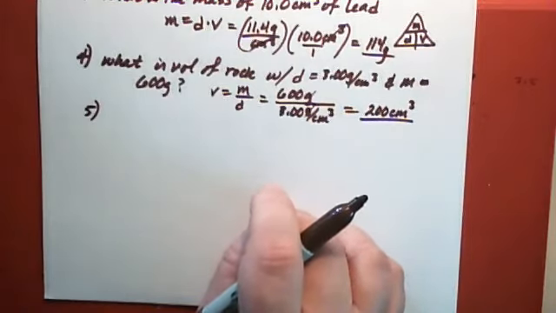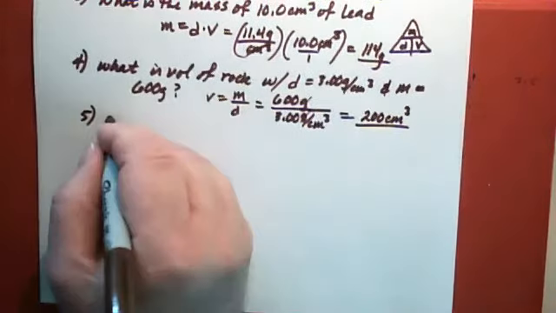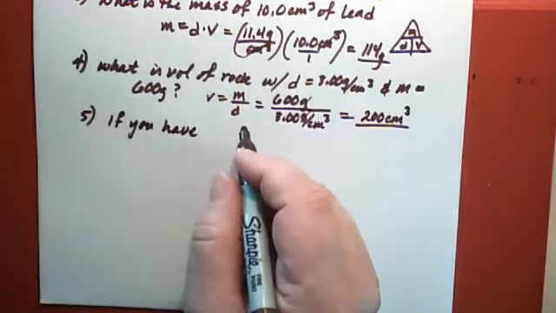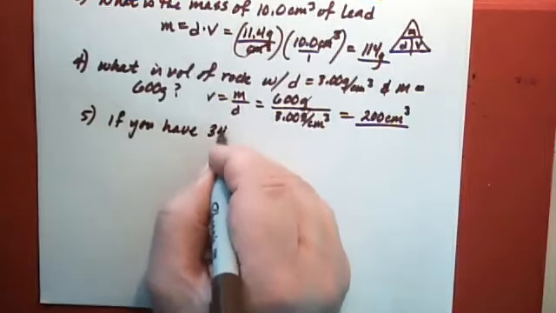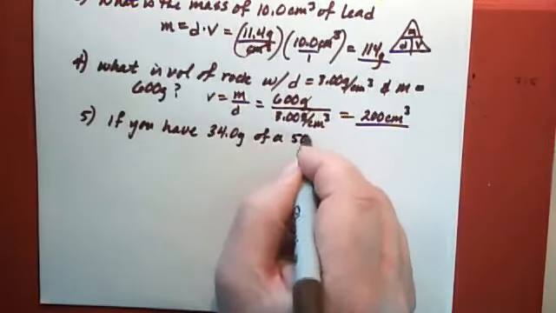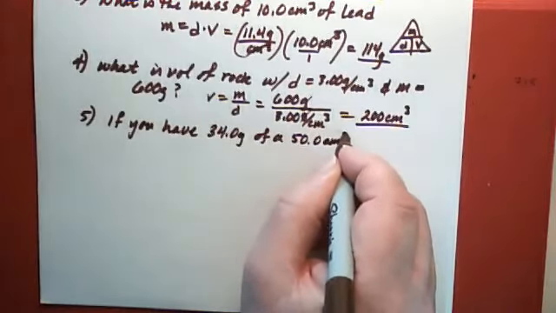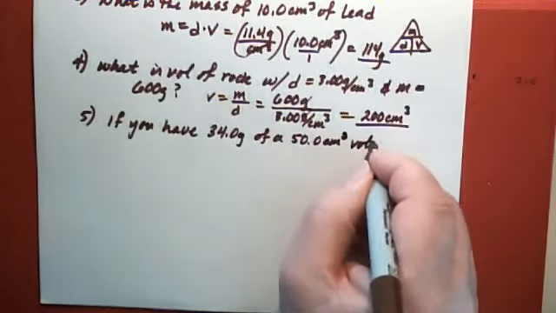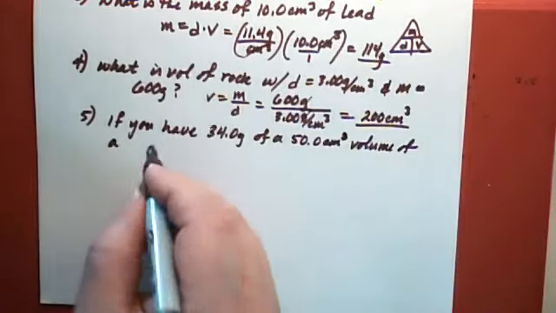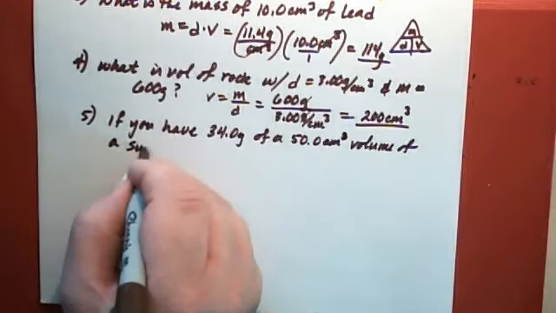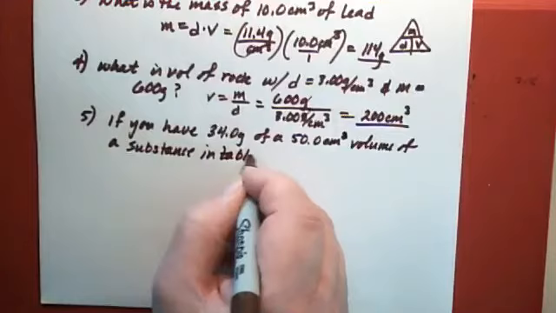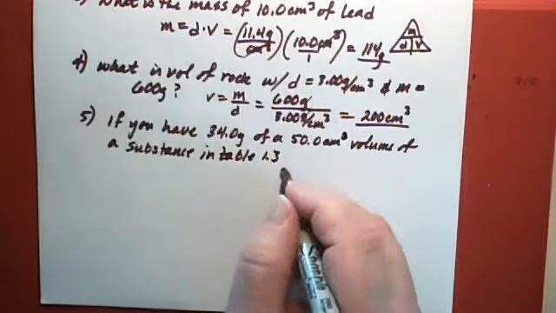Number 5 says, if you have 34.0 grams of a 50 cubic centimeter volume of one of the substances in table 1.3, which one is it?